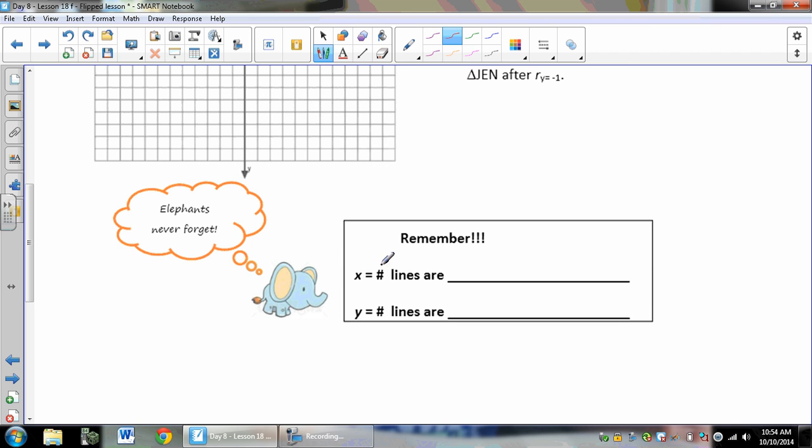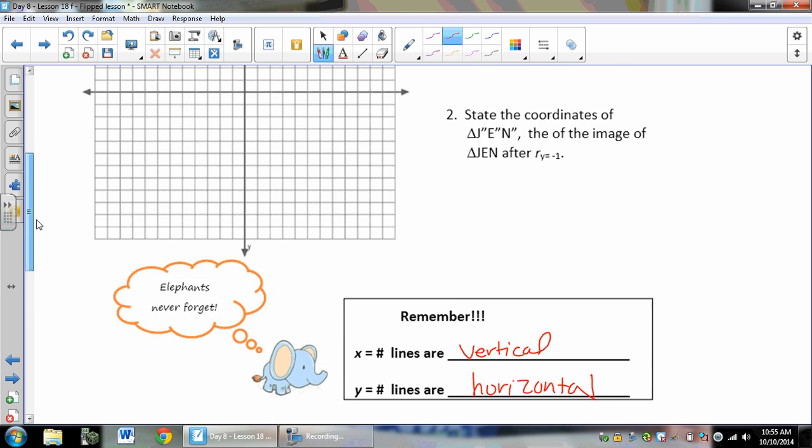Now, one of the things you need to remember, though, is we're going to have to sketch in that line of reflection. So x equals lines go through the x-axis, which makes them vertical lines. X equals lines are vertical lines. Y equals lines are horizontal lines. Okay? So, back up here.